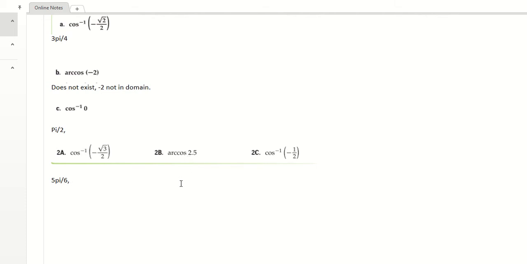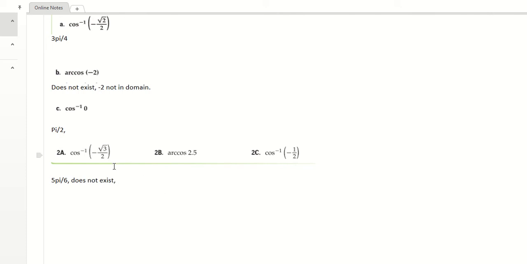Or cos inverse of 2.5. What happened here? Again, it does not exist, because when you convert to an angle, the value has to be between minus 1 and 1 for sine and cos.